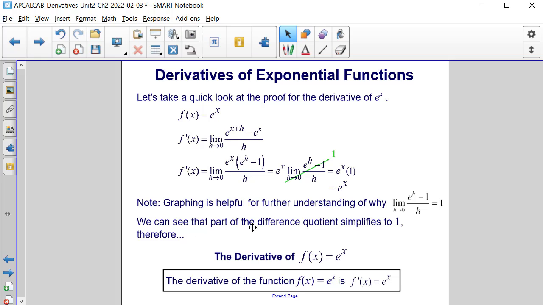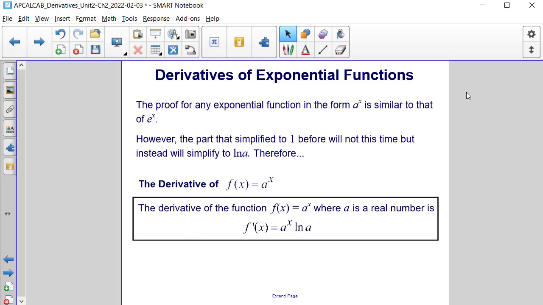So we can see that part of the difference quotient simplifies to 1, and therefore the derivative of f of x equals e to the x is e to the x, which is a pretty cool derivative to have. It just stays the same.